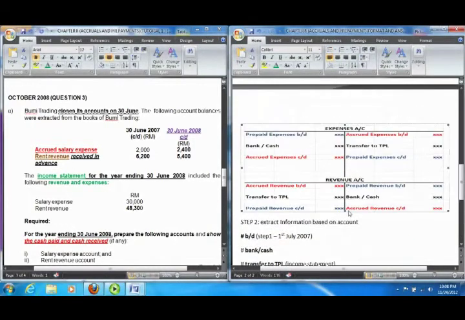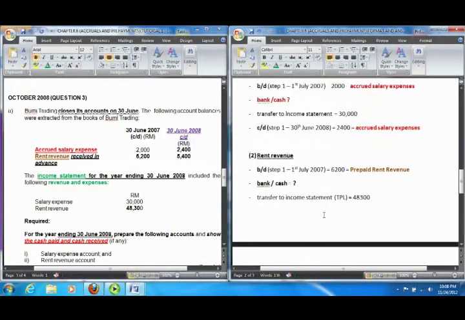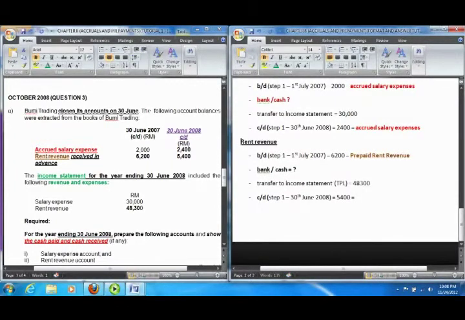Why class? As you can see in this format, CD can be debit or credit. That's why you need to know the situation. If the situation is prepaid, you have to put it in the debit side. If the situation is accrued, you need to put it in your credit side. But in the question as stated, it is, class, in the question as stated, it is correct. Prepaid. Prepaid rent revenue.